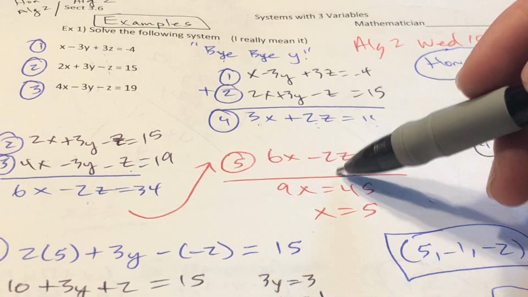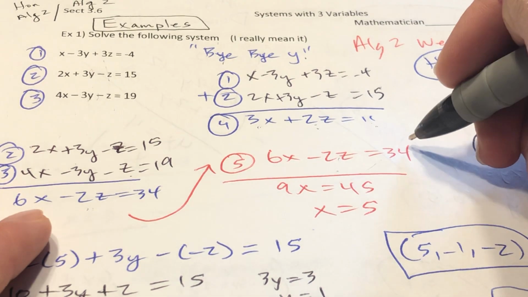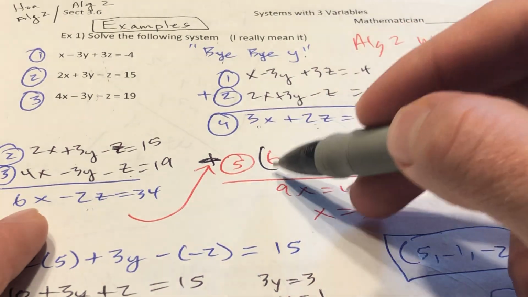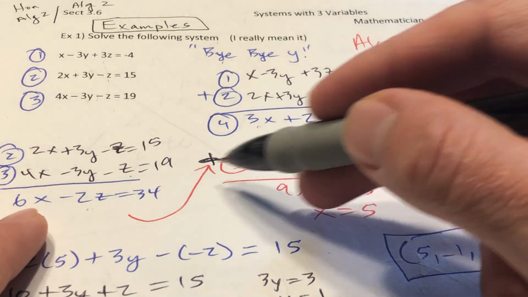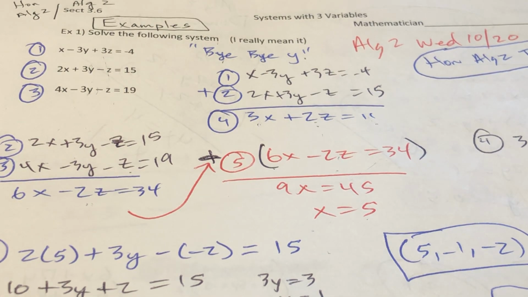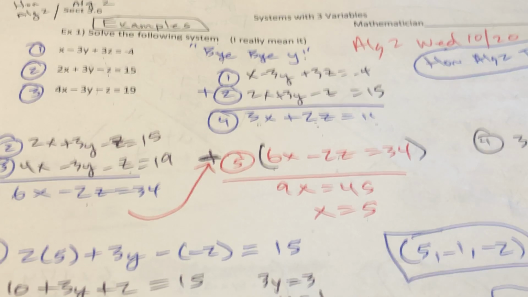The z's are exact opposites, so I can just add both equations together. 9x plus z equals 45, and I get x is 5. I got my first answer. I know that x is 5. So what am I going to do?